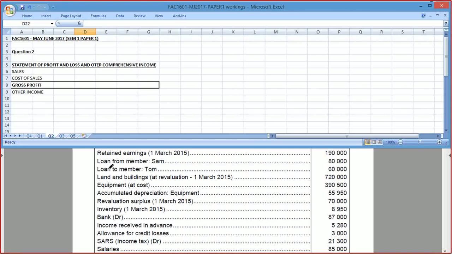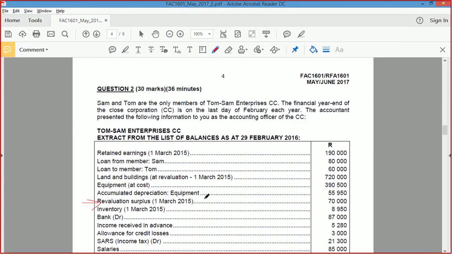Do I need any of these liabilities and assets? No, because what am I focusing on? Profit and loss. So what do I want? I want income and expenses. That's it. So everything else you can ignore. Land and buildings, do I need it? No. Equipment? No. Accumulated depreciation? No, that's a negative asset. Revaluation surplus? No. Why not? It's owner's equity. So again, another statement of changes in equity line item.